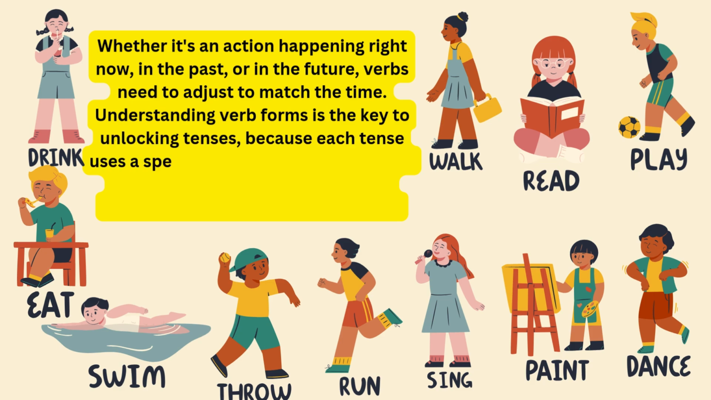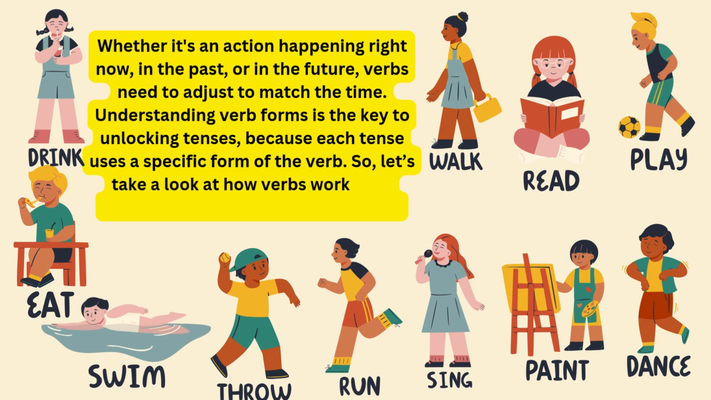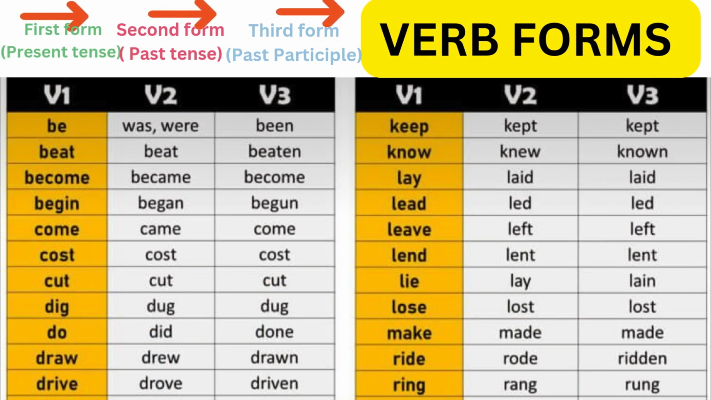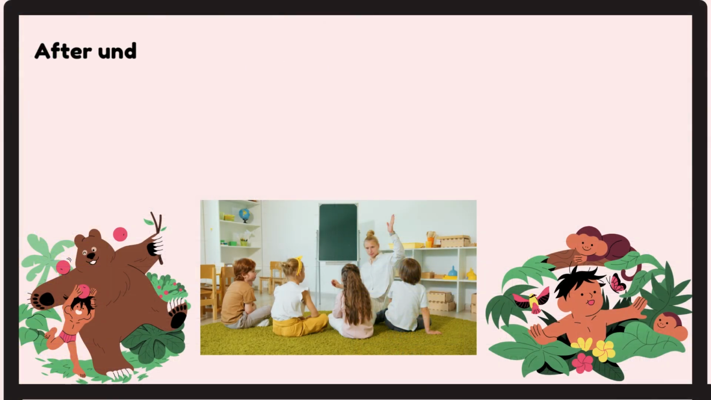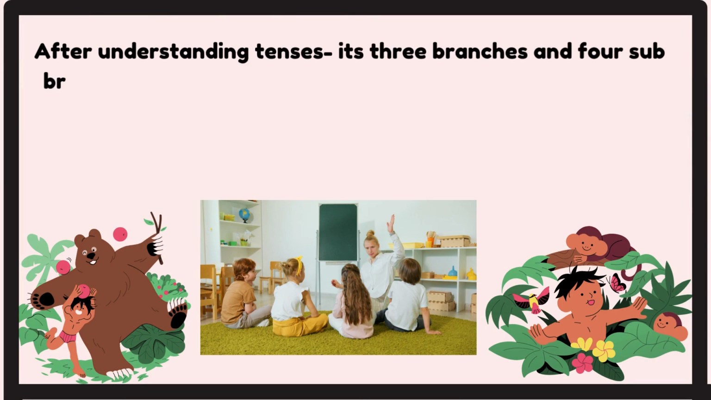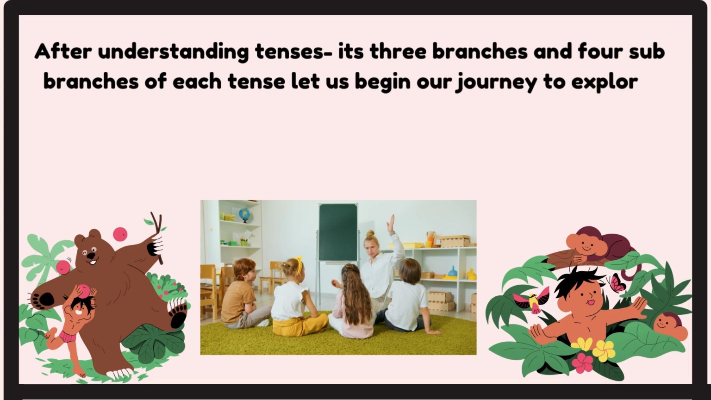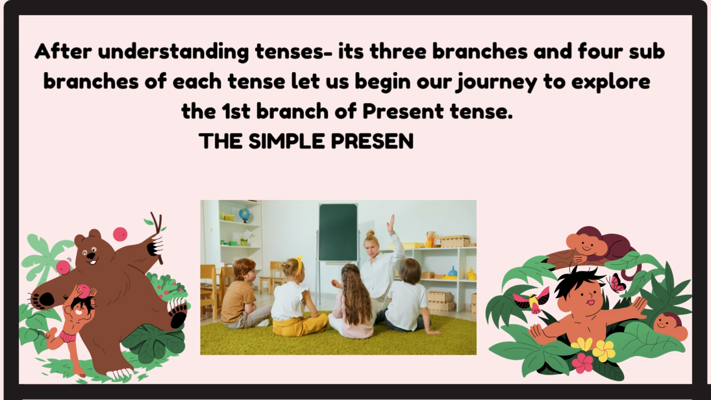Because each tense uses a specific form of the verb. So, let's take a look at how verbs work their magic. There are three forms of verb. First form, second form, and third form of the verb, that are used with different tenses. After understanding tenses, its three branches and four sub-branches of each tense, let us begin our journey to explore the first branch of present tense, the simple present tense.